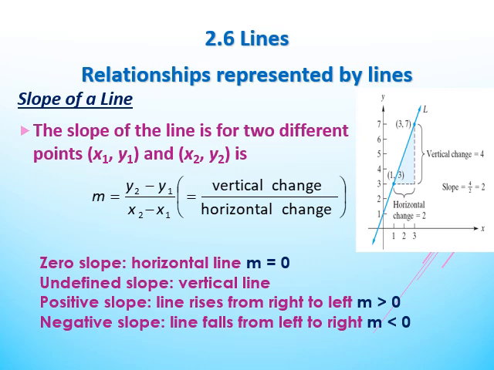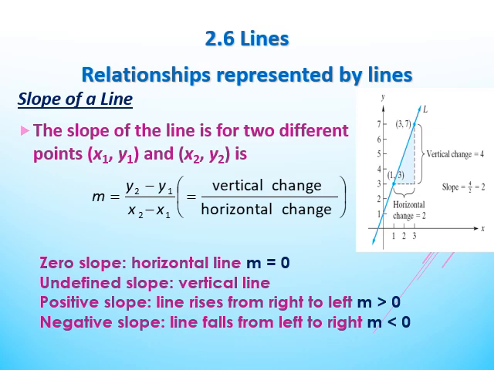Now we will start a new section in Chapter 2, which is the lines, and we will represent the relationships by the lines. The first term in this subsection is the slope of the line. How to get the slope of the line? The slope of the line, for two different points (x1, y1) and another ordered pair (x2, y2), is the vertical changes over the horizontal changes. I mean that it equals (y2 minus y1) over (x2 minus x1).